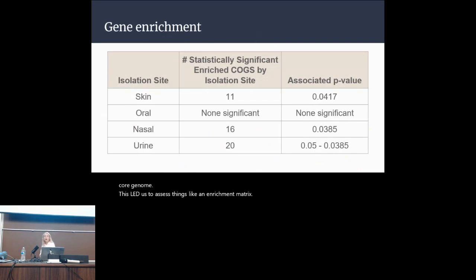Here we have COGs, or clusters of orthologous genes. Here we see that all of the isolation sources have some kind of significant COGs prevalent singularly in one anatomical site compared to the others, except for oral. There were none that were statistically significant, giving a p-value of less than 0.05, which was very interesting.